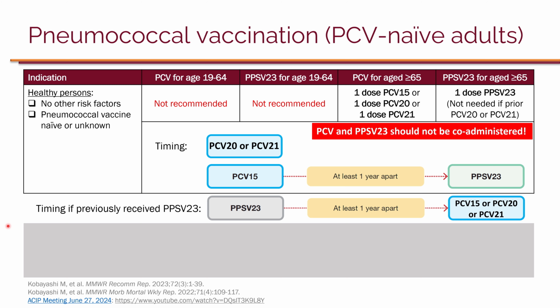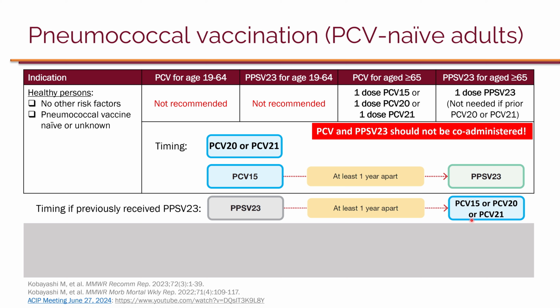Now, in case somebody had received PPSV23, because PPSV has been on the market since the 80s and these vaccines are relatively new, you could come across people who previously received PPSV23 a few years ago, and now they're interested in these new vaccines. So there needs to be at least 1 year apart from PPSV23, and they can get pretty much any of these.